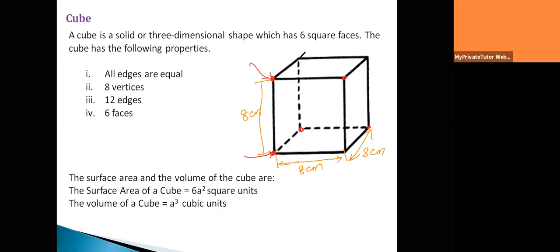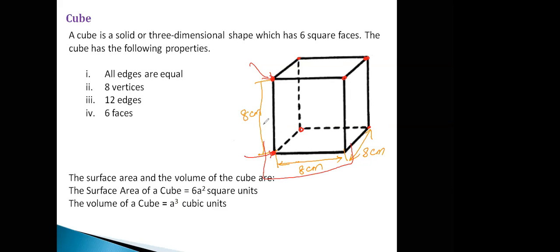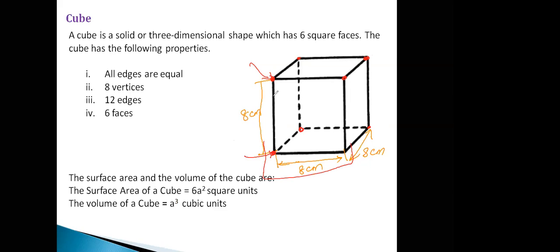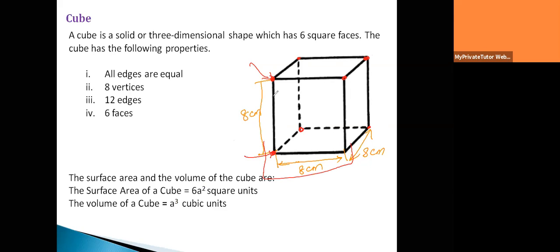What does that mean? Any idea? You can just add it up. How many edges can you see? We have 12. The 4 at the top, 4 at the bottom, and 4 at the front. So I mean the edges we can see.